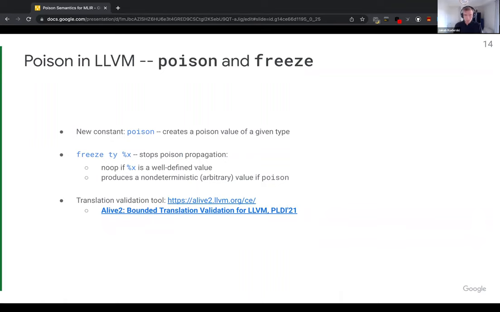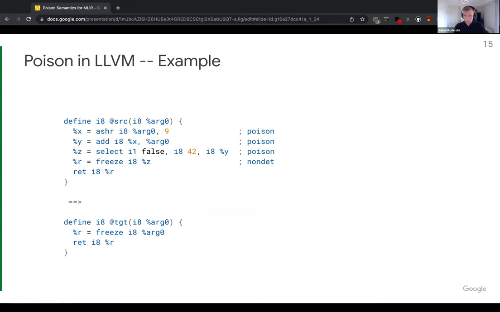If x was a well-defined value, this is a no-op, you just get the same value back. However, if this was the poison value, instead of poison you're going to get an arbitrary value picked non-deterministically. And it's a very useful tool because it allows you to reason about transformations with poison and without poison. I think this makes things a lot easier when you are not sure about what the spec says or how to understand it.